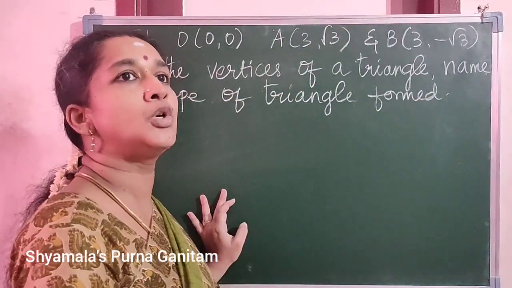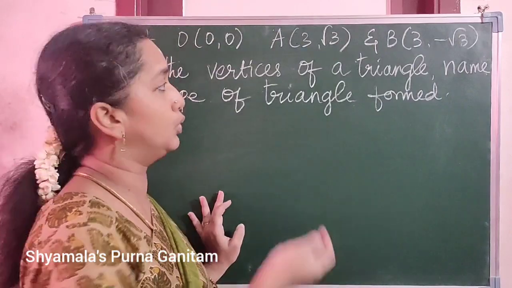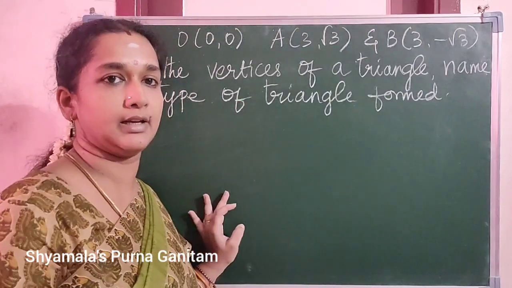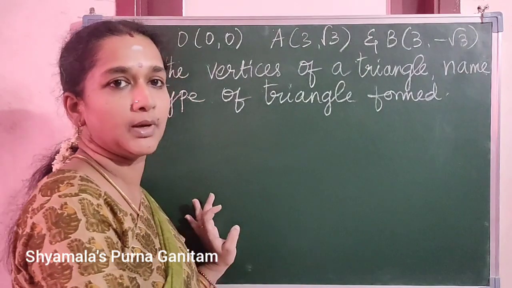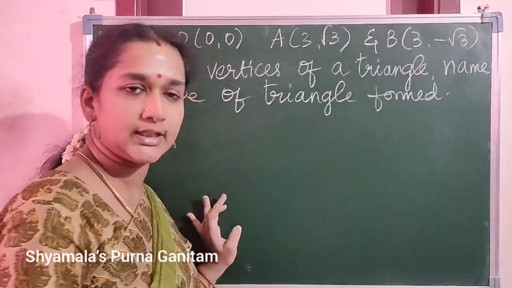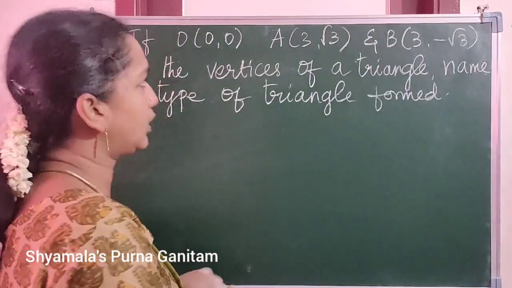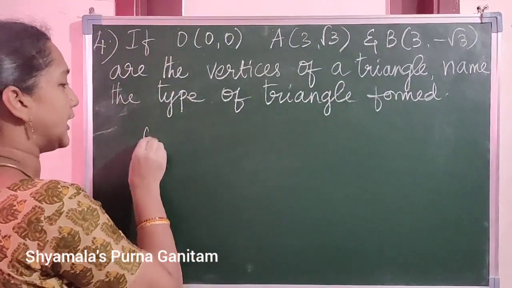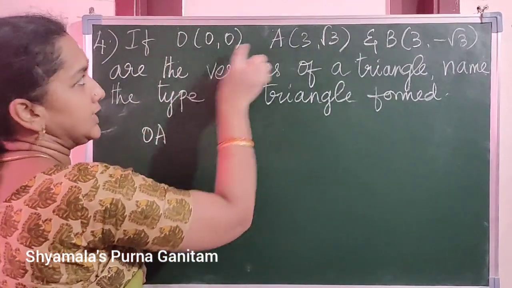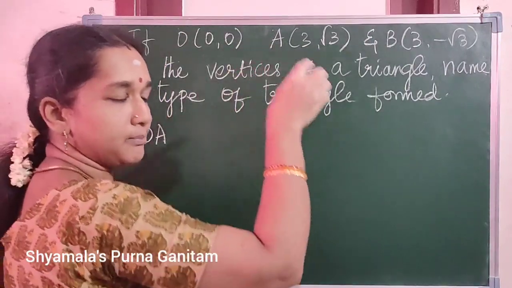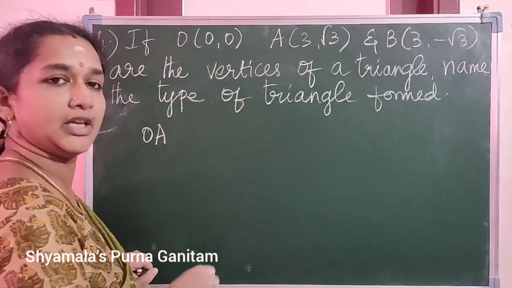You are asked to check what type of triangle it is. So we will use the distance formula. Depending upon the sides, we'll be naming the type of triangle. Okay. So first one is OA. OA square. So since it is given OAB, we don't want to name the given vertices.